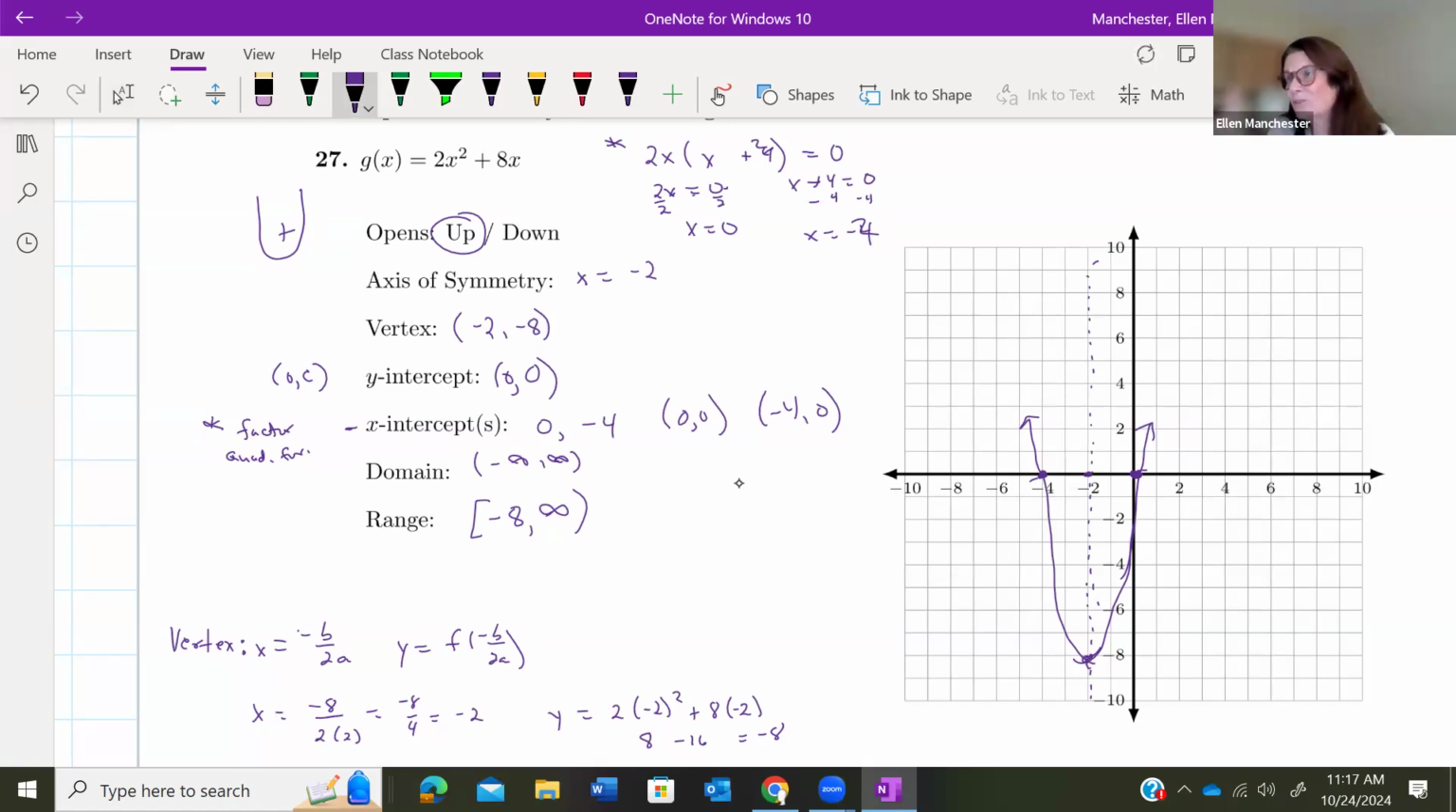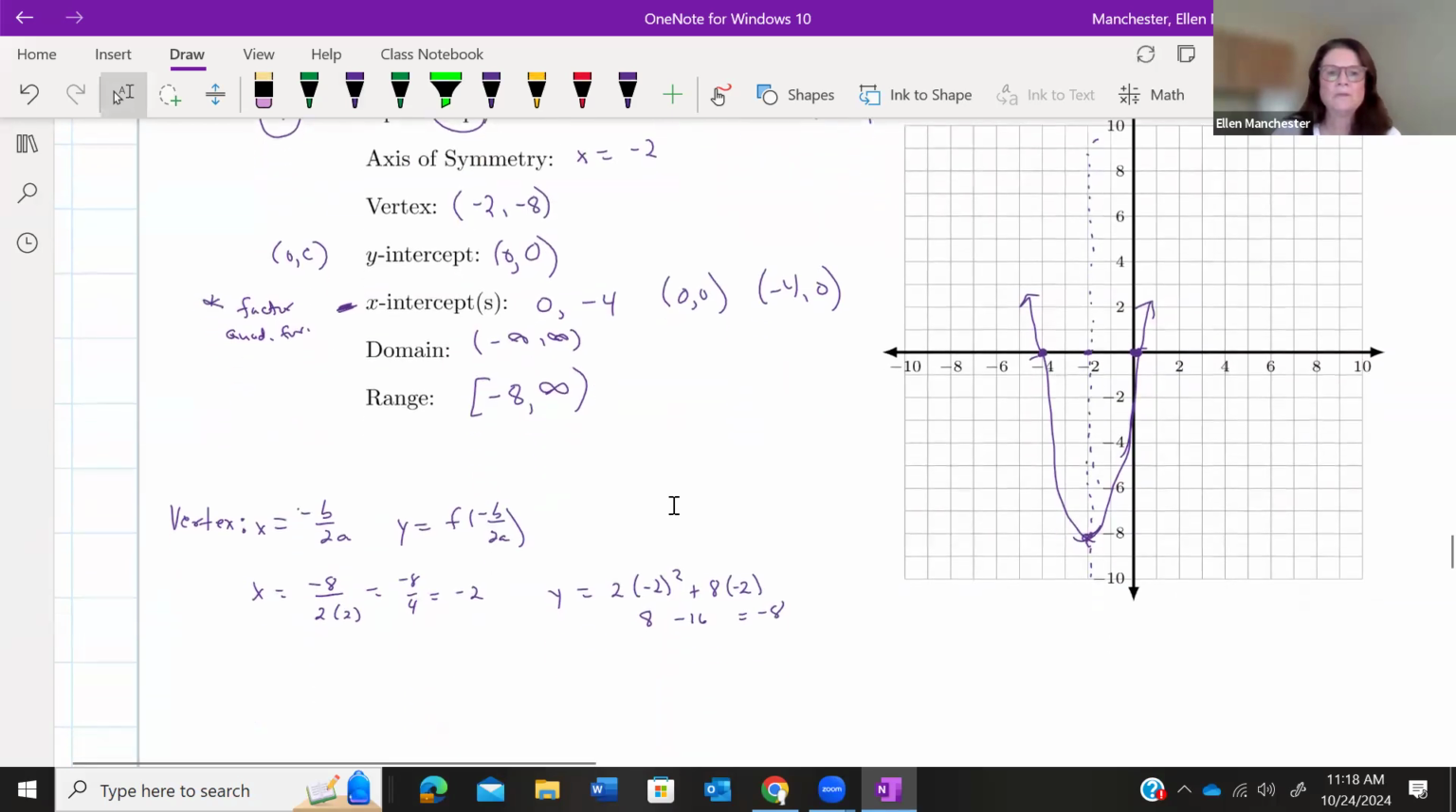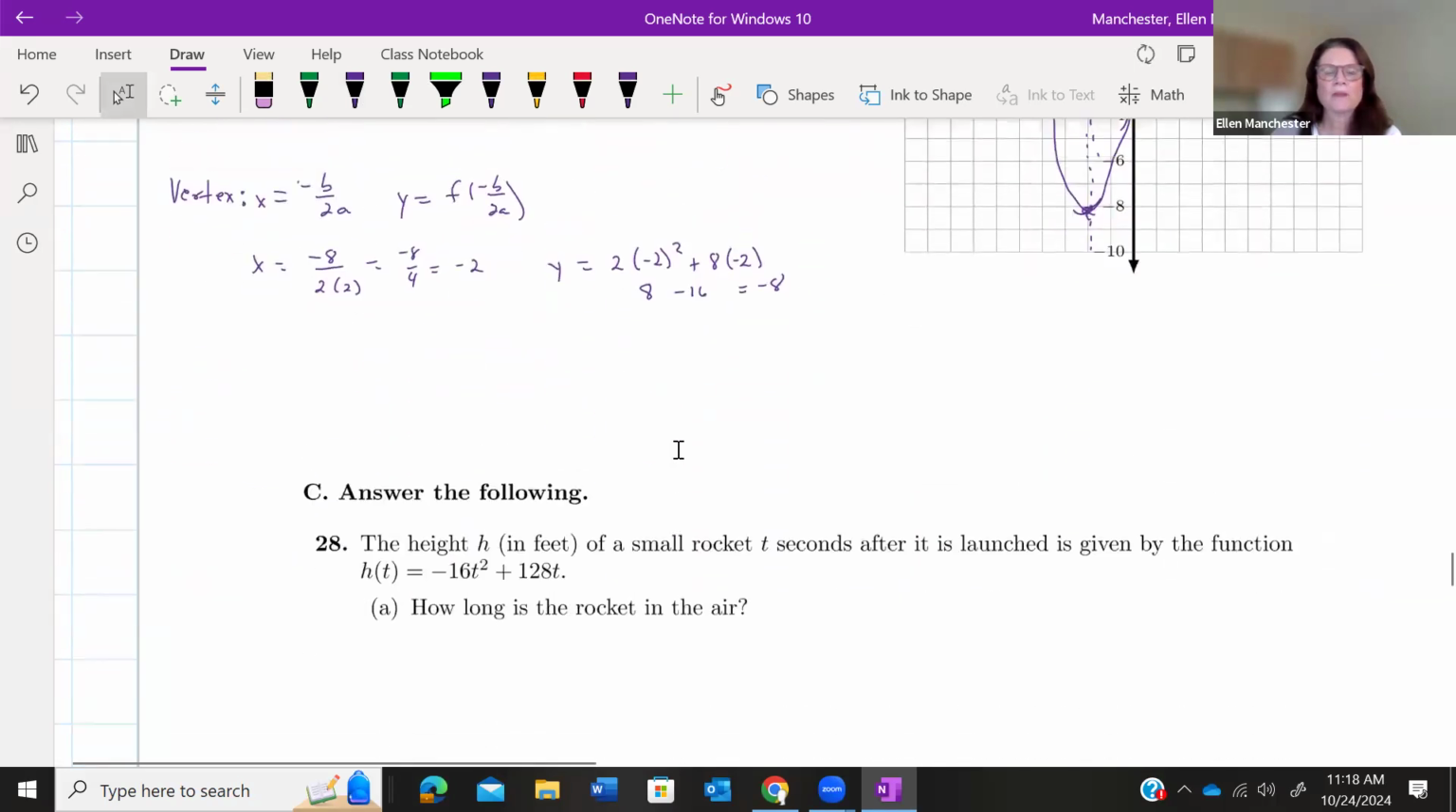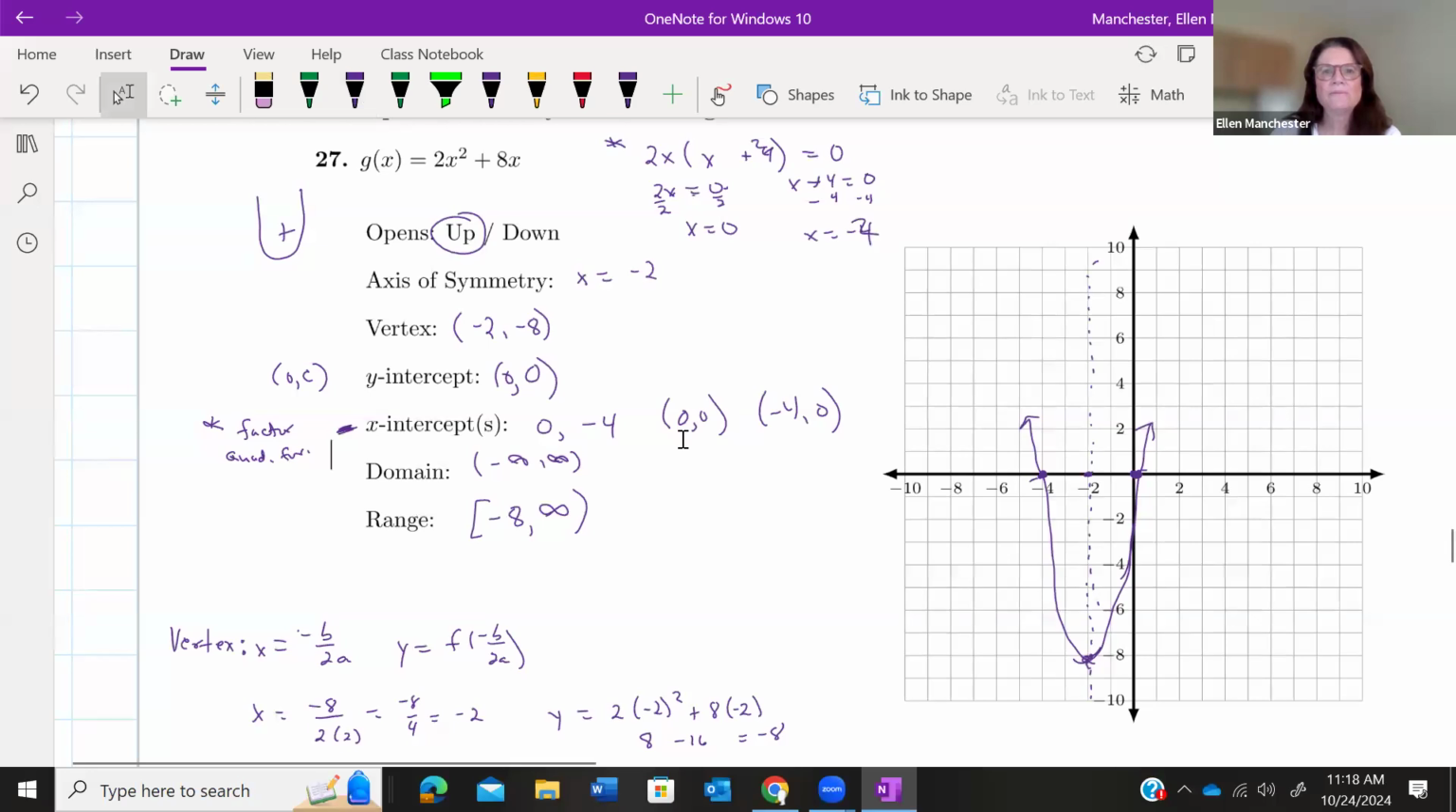So on the test, just be aware of this. On the test, you have one question that asks the number of x-intercepts, and another question that says, what are the x-intercepts? So you'll see one that looks very similar to this. Just notice what it's asking for. Is it the number of x-intercepts or is it the actual x-intercepts? Which means you have to factor, use the quadratic formula, or solve one way or the other. Okay. All right, so you're good there?